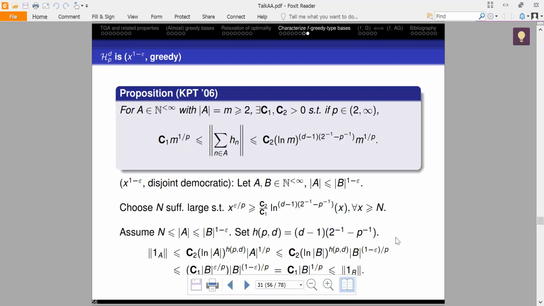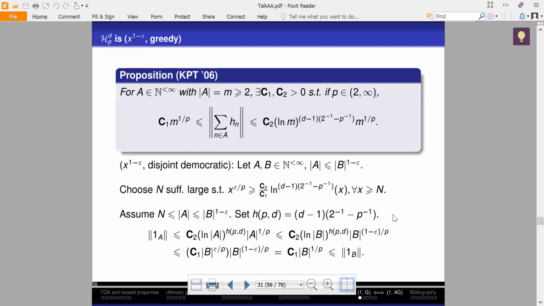So here is a proof. This looks a bit overwhelming, but it's not. We can assume that the size of A is at least n, right? Because we only care about the case when the sizes of A and B are sufficiently large. So we assume that the size of A is at least n. And then we define this function p_d to be equal to the power of the log, just to be concise. Right? It is not math, it is just notation. Then you have what? You have 1_A is bounded by this.